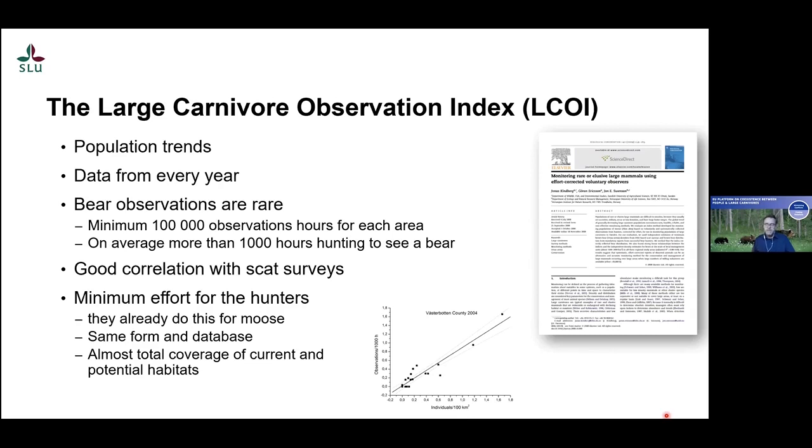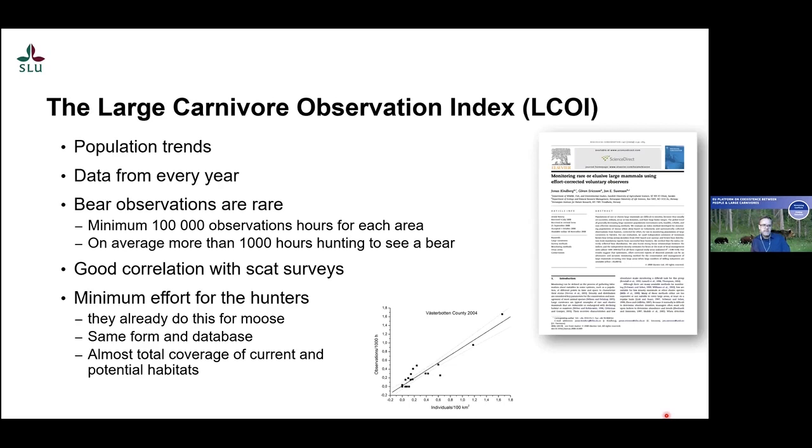And on average, being a hunter sitting still out in the forest, it takes over 1,000 hours before you actually see a bear. So it is a rare occasion, even if you are quiet and actually are there to try to see something. We have worked on this scientifically, and we have a good correlation with scat surveys. So we compare two different methods to validate this system.